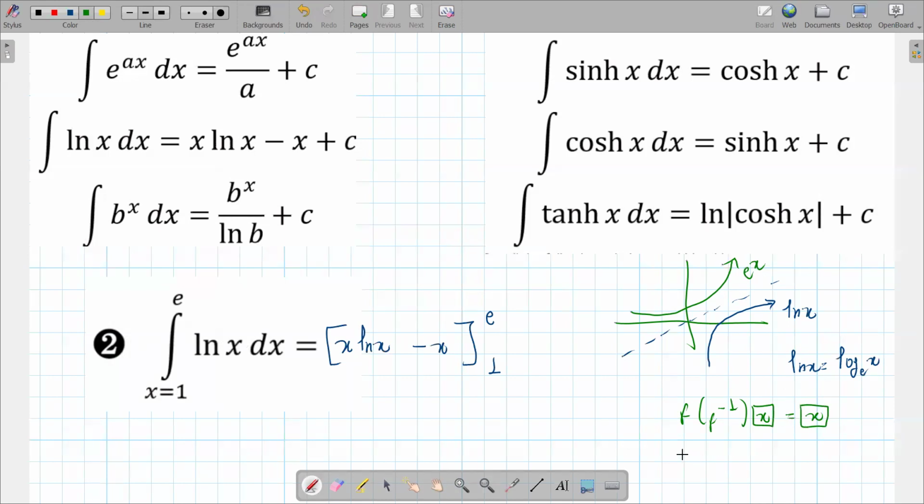For example, let's say you were doing e to the ln of 2. They're going to cancel each other out. You're just going to get a 2, okay? It should be written like this. e to the ln of 2 would be a 2, and ln of e to the 2 would be a 2 as well. They cancel each other out.